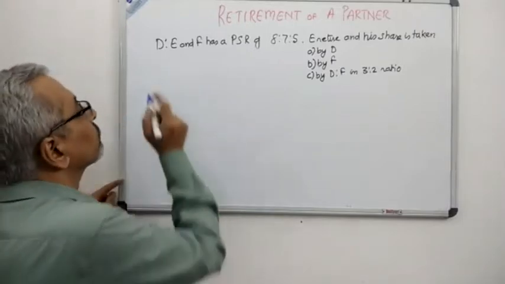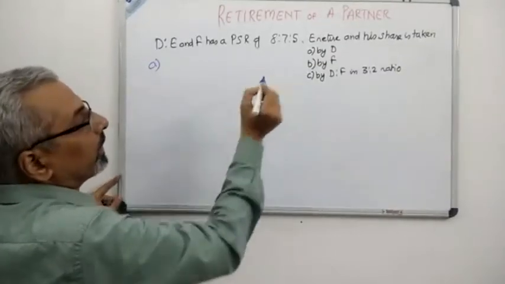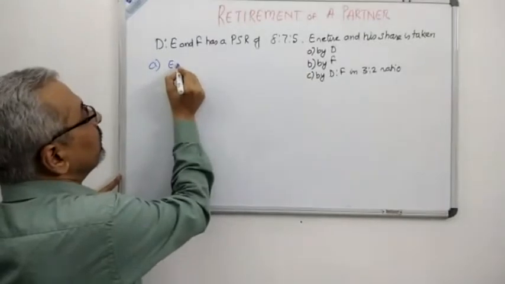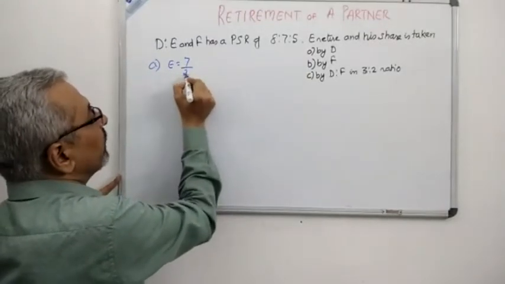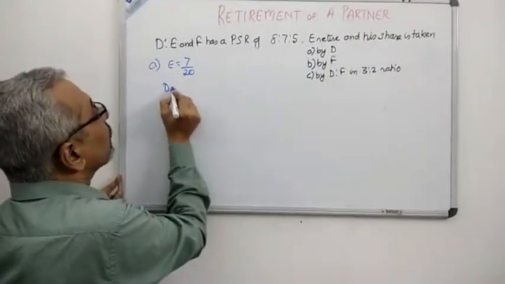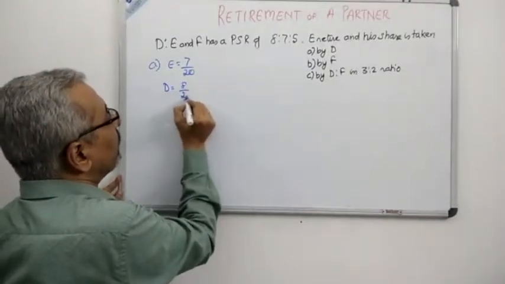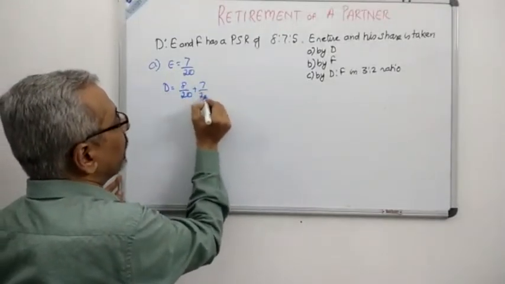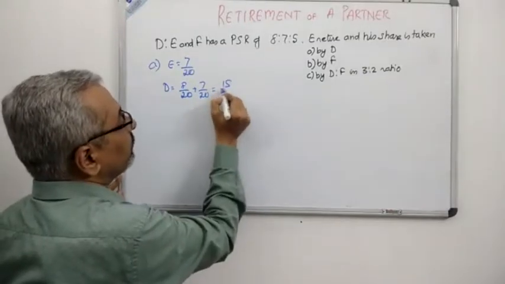In the first case, A, you can see the entire share of E. What is E's share? E's share is 7 by 20, and that is taken by whom? By D. So D's share now becomes 8 by 20 plus 7 by 20, that becomes 15 by 20.